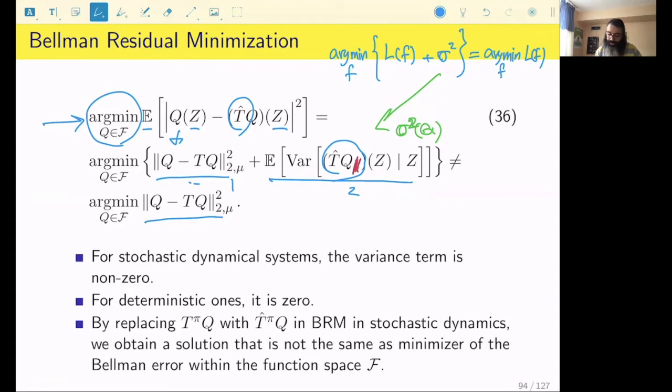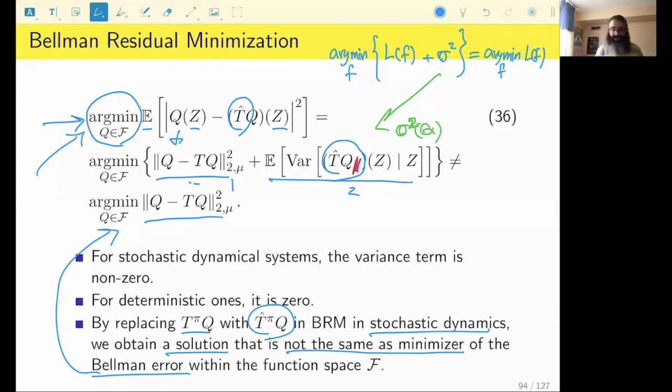So we are essentially finding a solution by using T hat instead of T. If it's a stochastic dynamical system, we obtain a solution that is not the same as the minimizer of the Bellman error. This was the minimizer of the Bellman error, and this is what we are getting here. For stochastic dynamical systems, these two things are not the same. The effect is that we find something else, which may not necessarily be good.